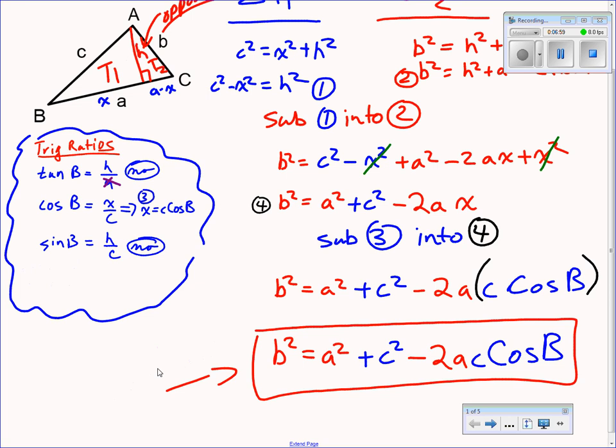And similarly, you can do the same thing for side A and side C. And we call that the cosine law. And you'll notice that if you think about it, here's A and C, and this B value is directly between those two.